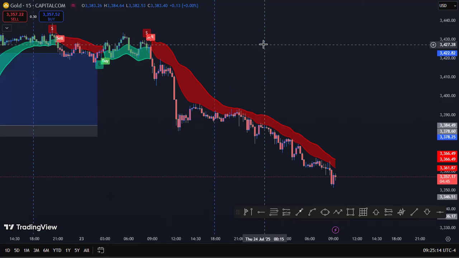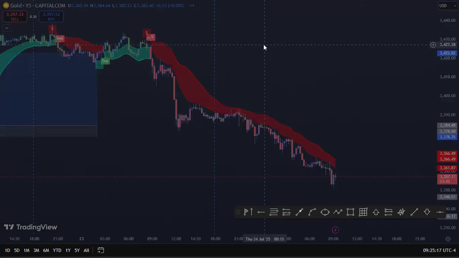This system works on all currencies, indices, and gold.